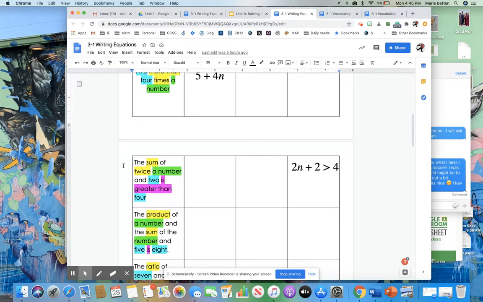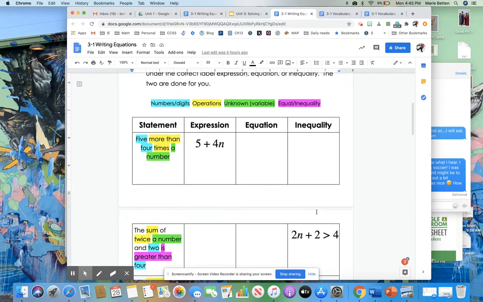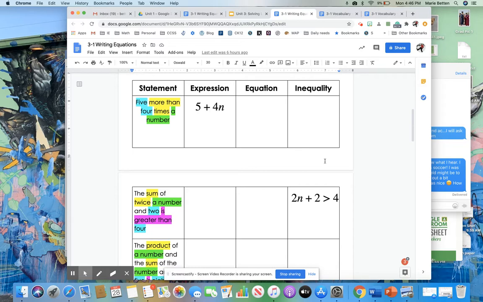The next one, the sum of twice a number and 2 is greater than 4. So in yellow, I put some operations. Sum means to add. Twice means I'm going to multiply something by 2. Ooh, here's my variable, a number. I don't know, so that becomes green. The number 2 is a digit, so I put that in turquoise along with the number 4. Ooh, I see a key word here, is greater than. That then is an inequality, so I wrote the equation in the inequality column. 2n plus 2 is greater than 4.